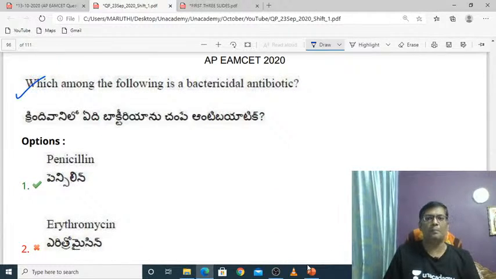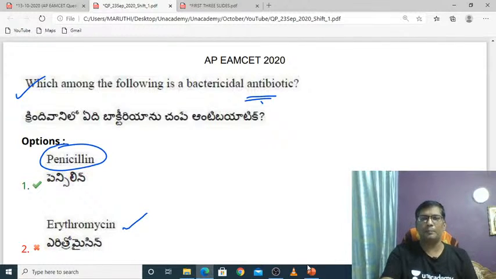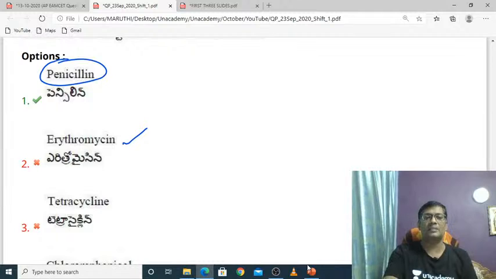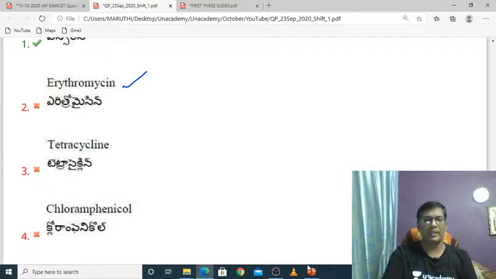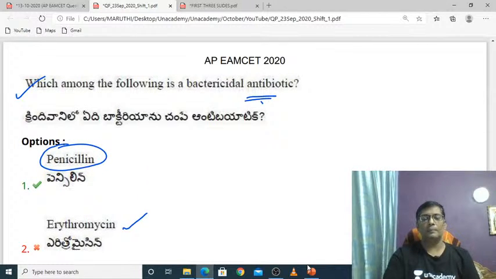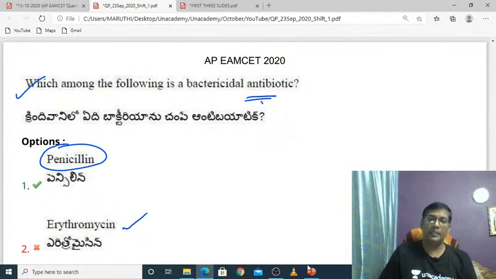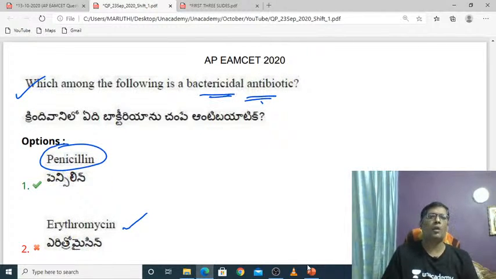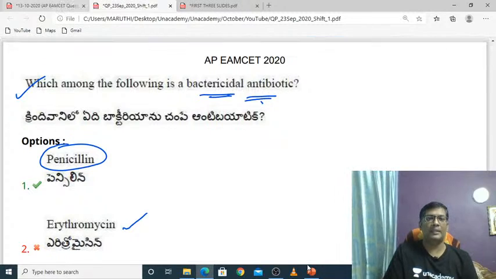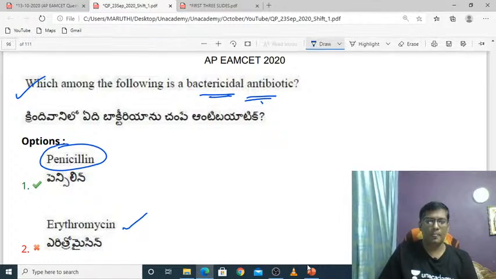Which among the following is a bactericidal antibiotic? Bactericidal antibiotic means it is penicillin. Direct question it is. Erythromycin is a bacteriostatic antibiotic, it is not a bactericidal antibiotic. And tetracycline and chloramphenicol are also not bactericidal. Of these, only penicillin is a bactericidal antibiotic. The remaining are normal antibiotics, but penicillin is the bactericidal antibiotic. That's all. Last one. Coming to the 140th question.